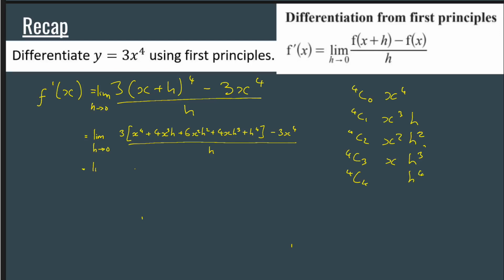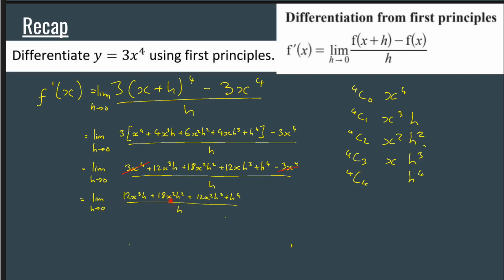Next line, I'm going to expand the top. I'm going to just quickly do that. So I've just expanded the top, and then get minus 3x to the 4 all over h. You'll notice here that that and that will cancel. That'll always happen. You'll always get something cancelling. That'll be important in the video here. So I'll just write that out with the red bit gone. So you now get all this.